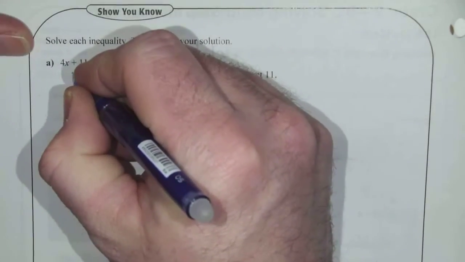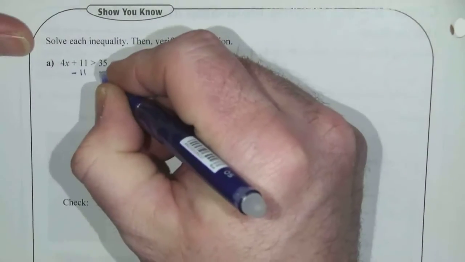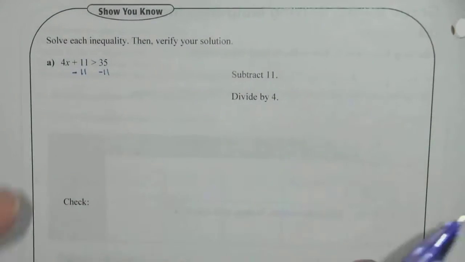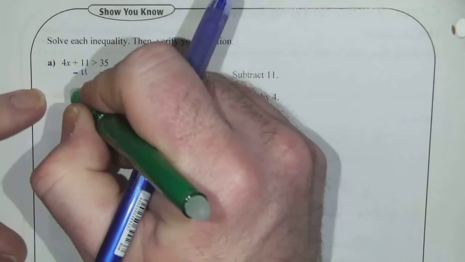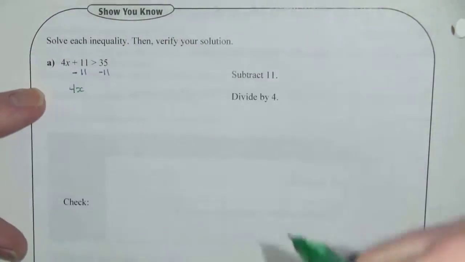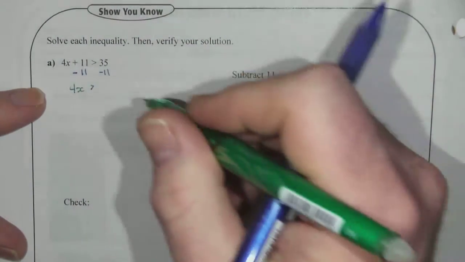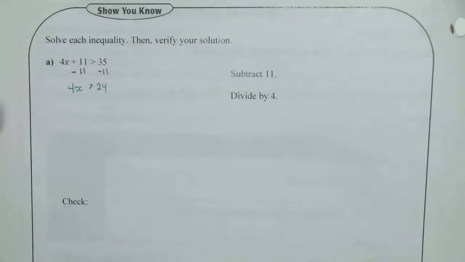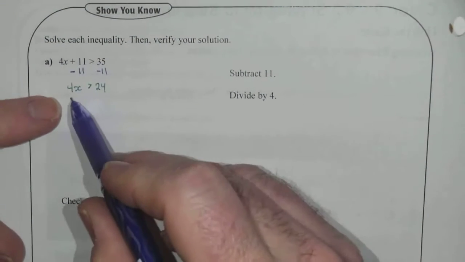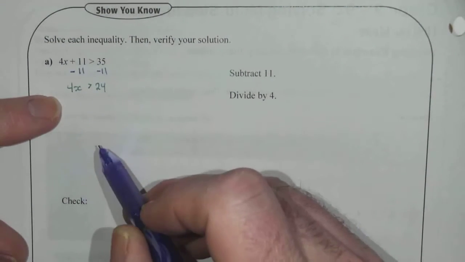So in order to do that, I'm going to do the opposite. So I'm going to subtract 11, and I'm going to do that from both sides. These two 11s then cancel out, leaving just a 4x on the left. And on the right, 35 minus 11 is 24. So now I've got 4 times x is greater than 24.